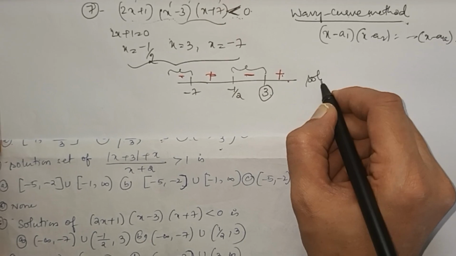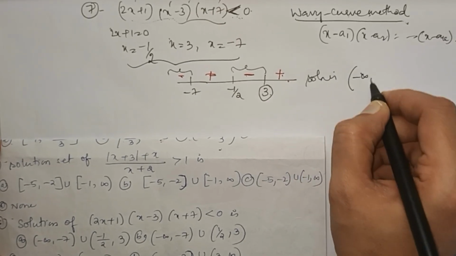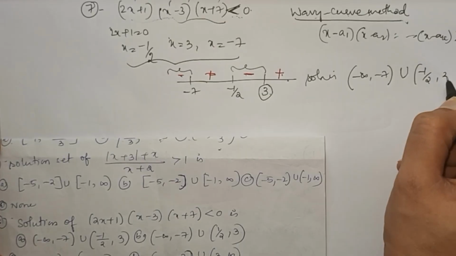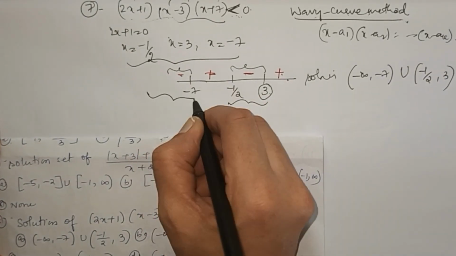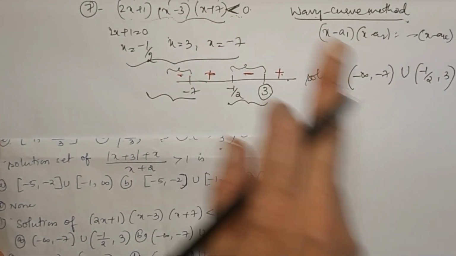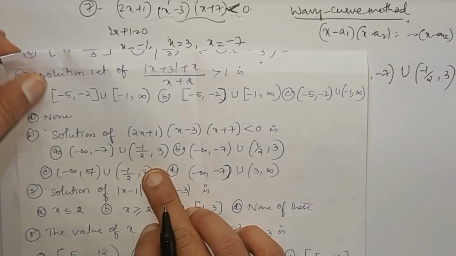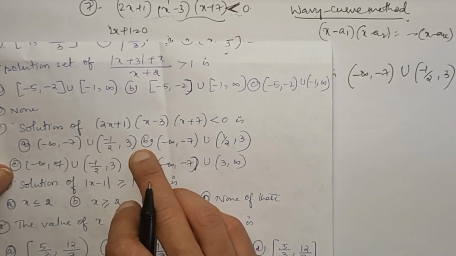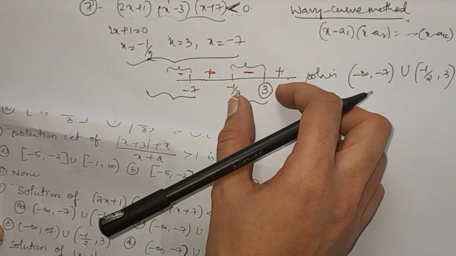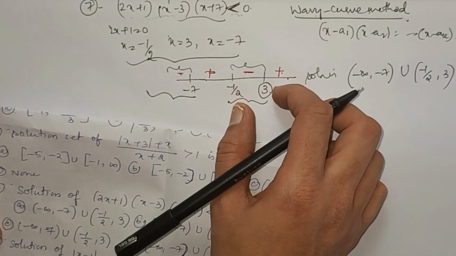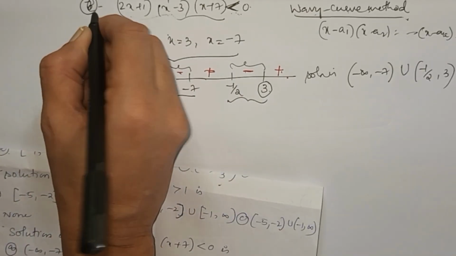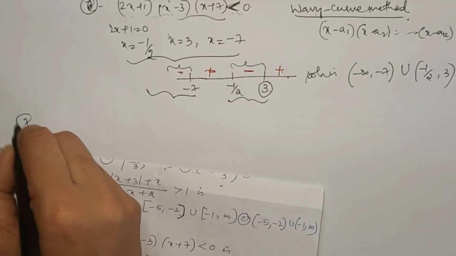Hence solution is minus infinity comma minus 7 union minus half comma 3, because within these intervals the product is negative, so it is less than 0. The solution set is minus infinity comma minus 7 union minus half comma 3. Union because we are combining those two solutions to get all the possible solutions. That was the sixth question.